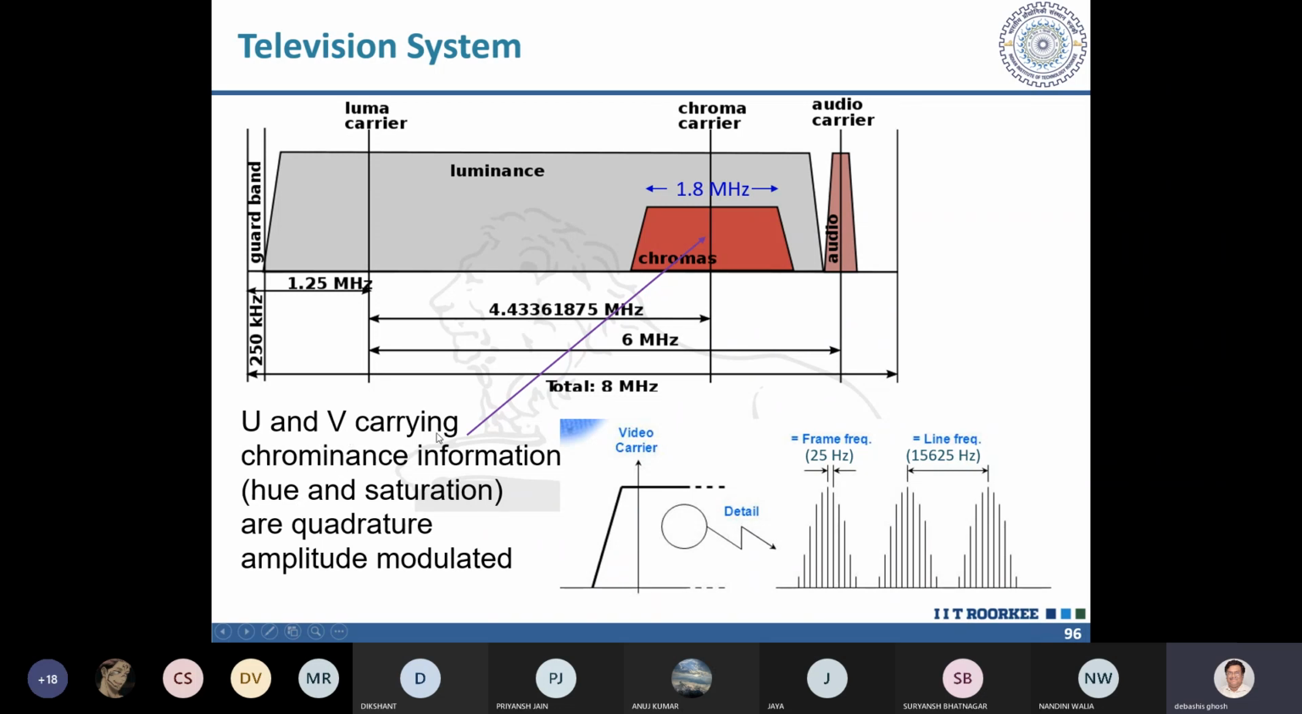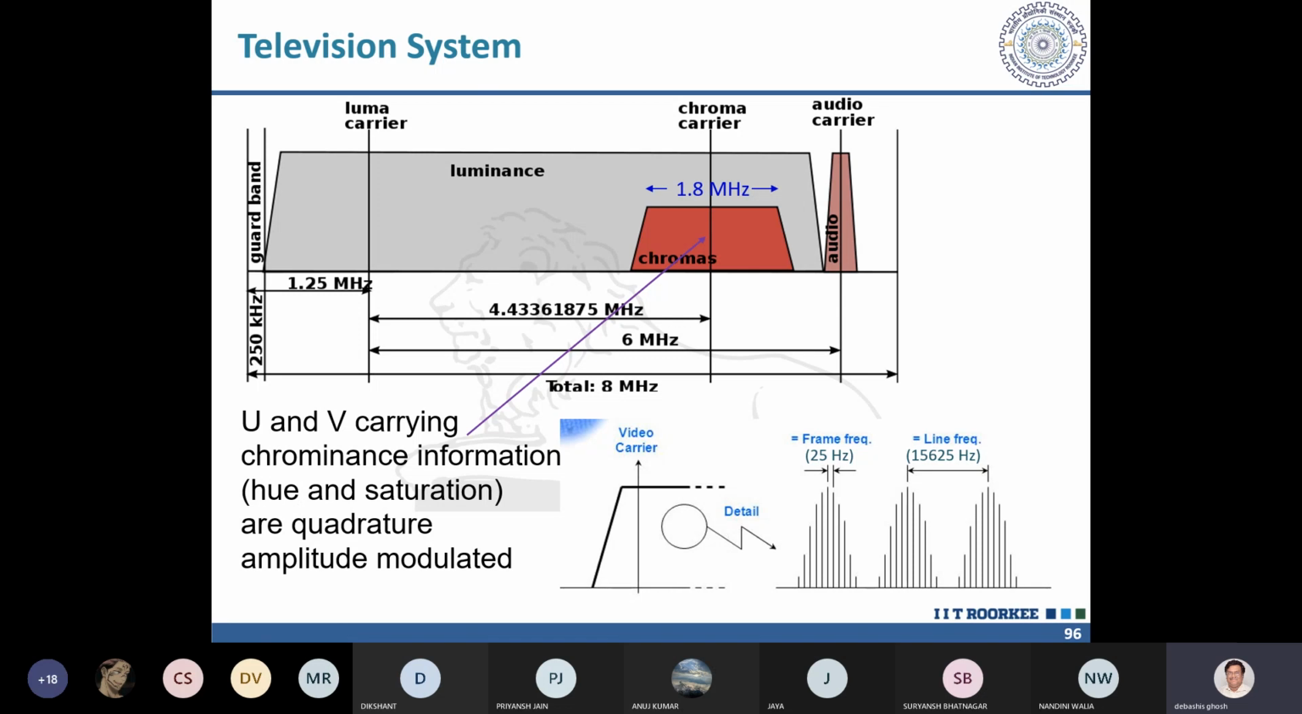As I said last class, the audio signal in television is frequency modulated, and this is placed here. So the total bandwidth required is actually 8 megahertz, including a guard band of 250 kilohertz. This guard band is so that the next TV channel starts with a gap of 250 kilohertz in between, so that there is no overlap. So this is more or less the television system spectrum.